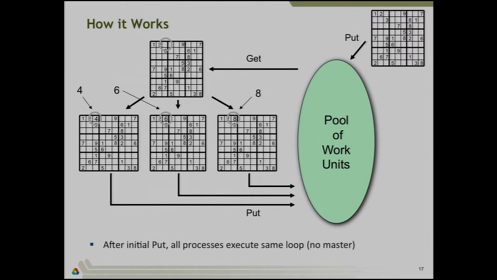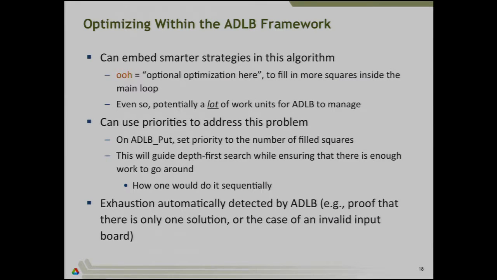You can see that you are eventually going to solve this puzzle if it's solvable, because you're going to try everything. And you can optimize in this framework. So we could do something fancy at the OOH place to fill in more squares so that we don't actually try every single thing. But even so, if you were to run this, you would be surprised at how fast you get lots and lots of work units in there. Millions, very fast.